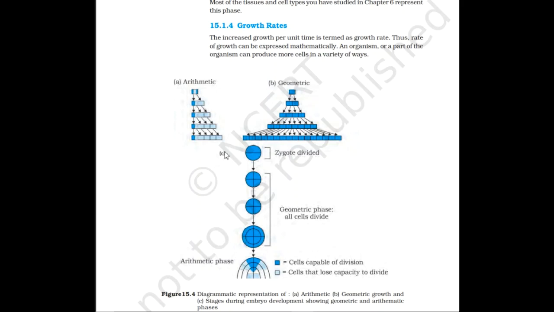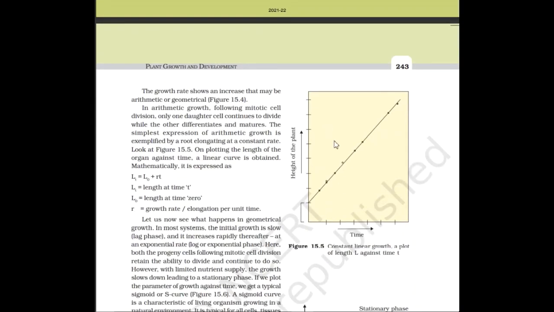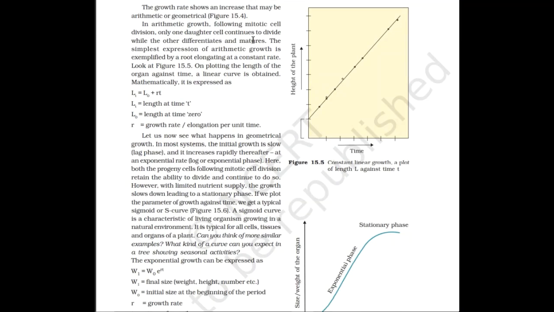Here is the diagrammatic representation of arithmetic growth, second is geometric growth, and third is stages during embryo development showing geometric and arithmetic phases. Arithmetic growth, only one cell divides. In geometric type of growth, all cells divide. Zygote divided. Geometric phase, all cells divide. Blue colored cells are capable of division, while the faint blue colored cells lose the capacity to divide. In arithmetic growth, following mitotic cell division, only one daughter cell continues to divide while the other differentiates and matures.